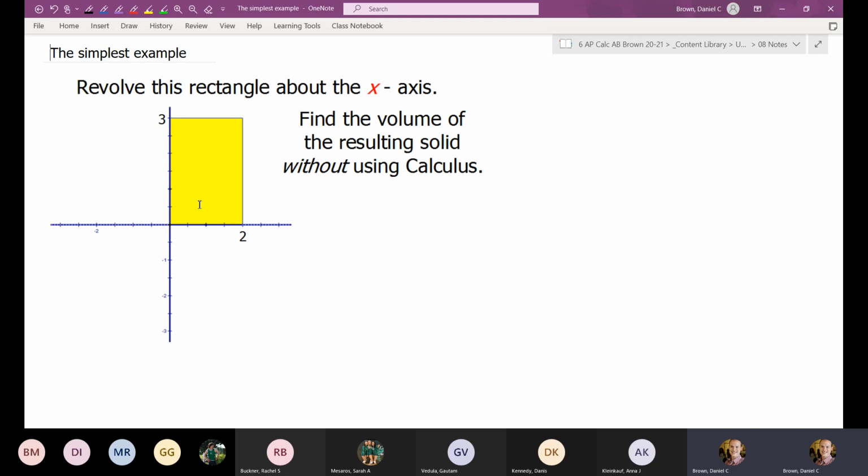So we're always going to pay attention to what we're revolving it around. It could be the x-axis, could be the y-axis, could be any horizontal or vertical line. We don't need to know how to revolve things around a diagonal, thankfully. But we're revolving this around the x-axis, so it's being spun around the x-axis.